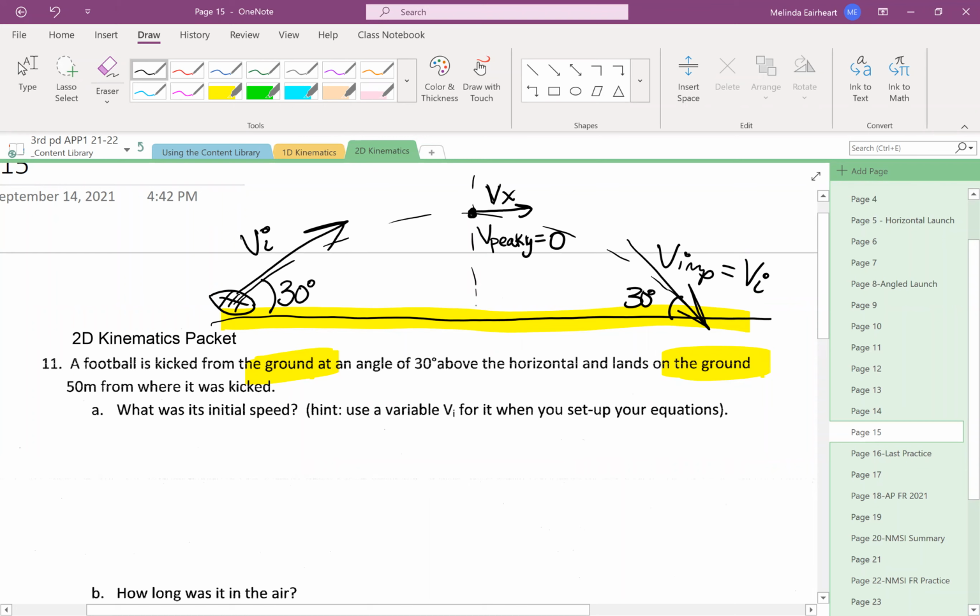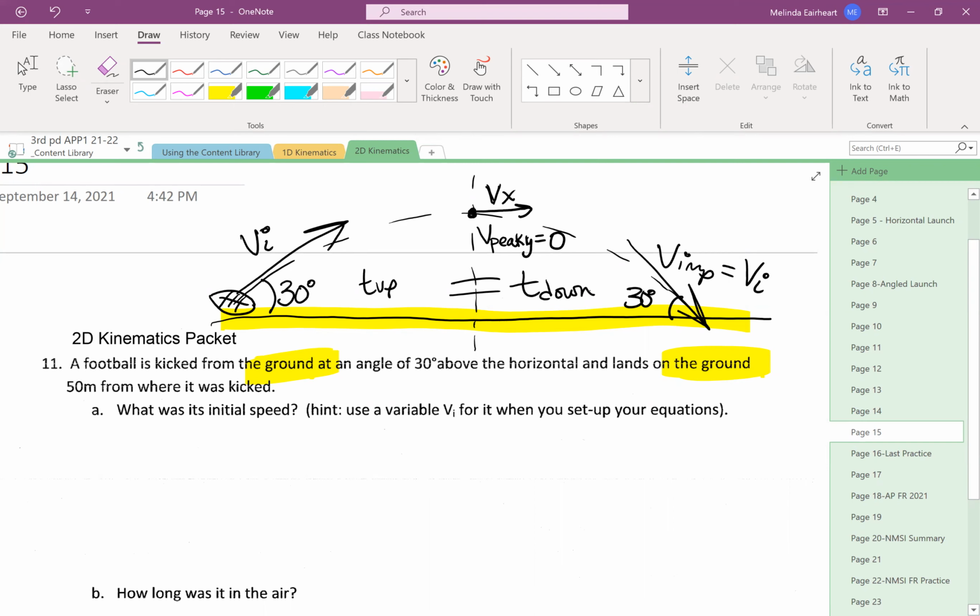And symmetry, if we know time up, it equals time down. Now that's not necessarily X, Y, it's just period. The time up is equal to time down. So we could, just like we derived the Tiger Woods equation last time, right? Okay. So what was the initial speed?